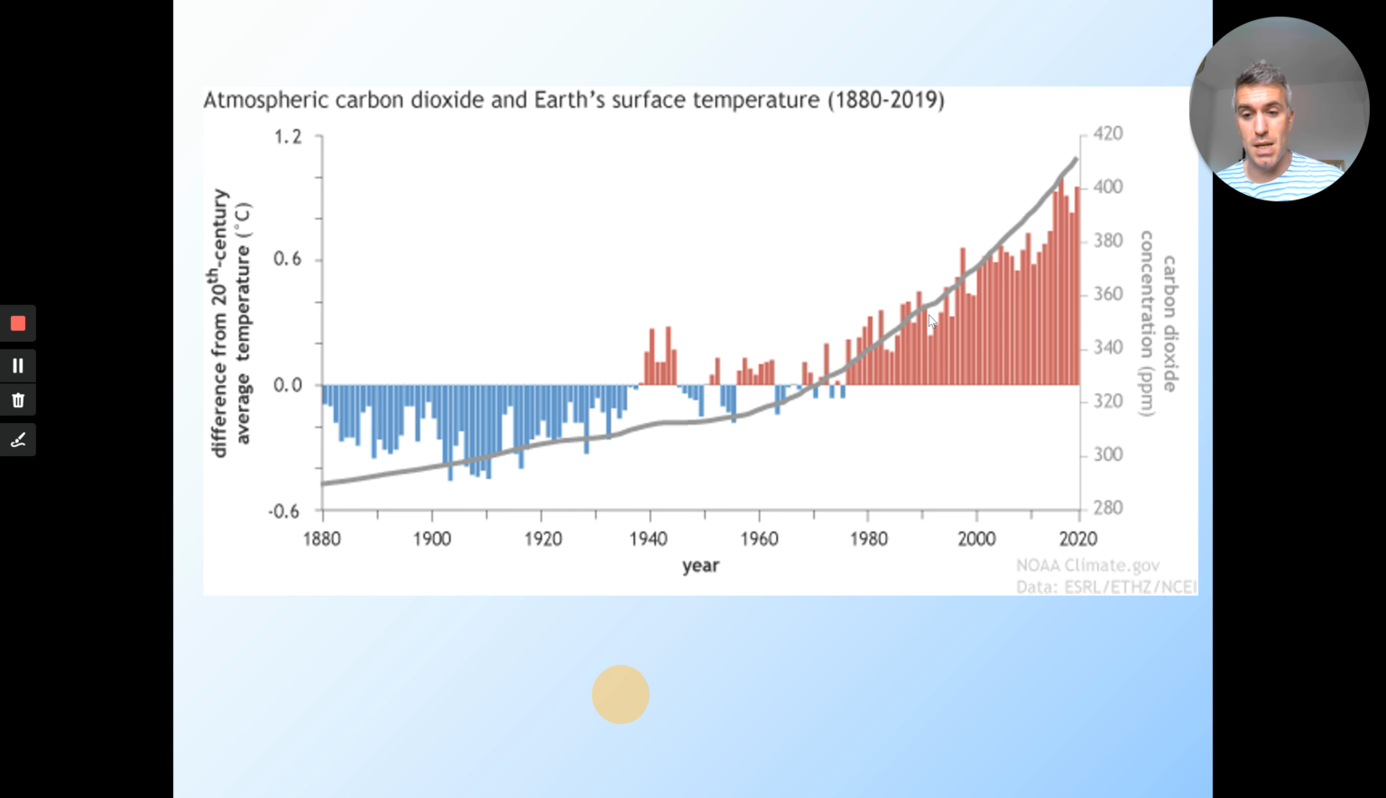These are the facts. These are just the direct observations of what we can see. If we have more carbon dioxide, you have more temperature. In fact, the last 20 years, which have had the most carbon dioxide in, have been the hottest 20 years on average.